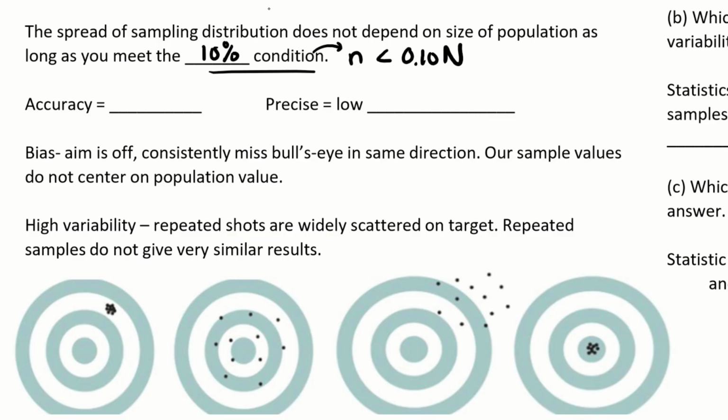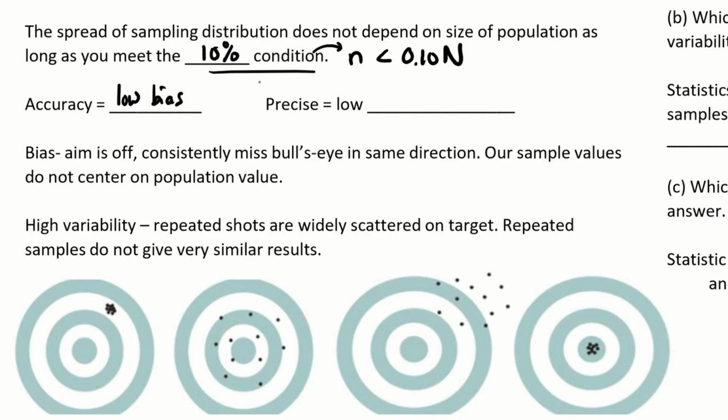All right, so accuracy has to do with low bias, or unbiased, and precision has to do with low variability.